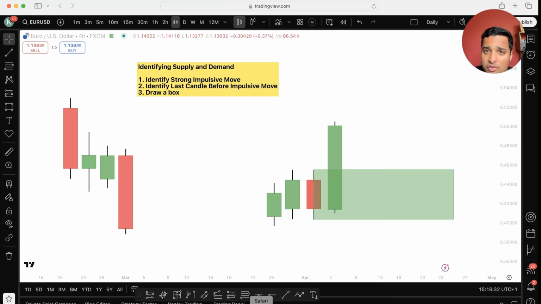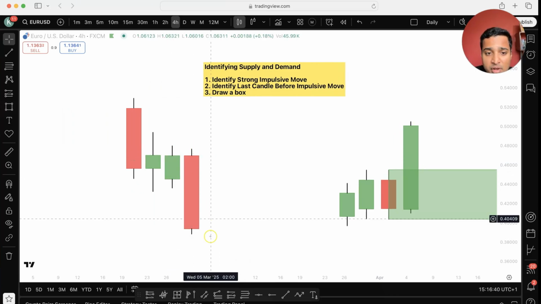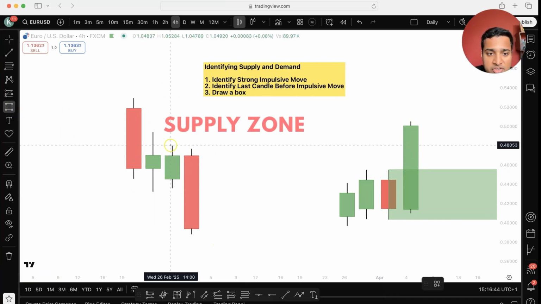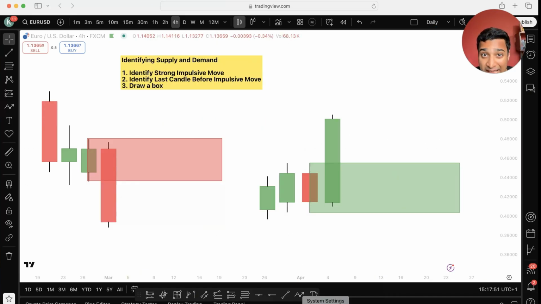In the case of the downtrend, we identified that it was this green candle that was the last candle before the impulsive move down. And so we would mark this as the supply zone. Again, drawing it from the top wick to the bottom wick. And once you've drawn the boxes, you can actually use these zones for trading opportunities.